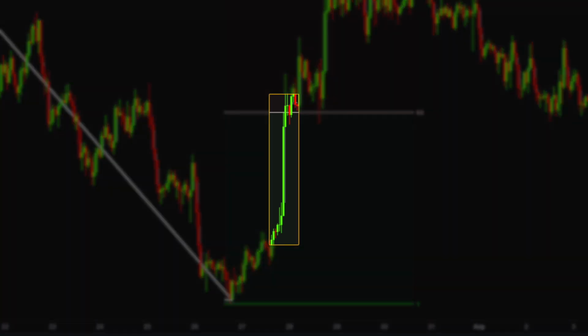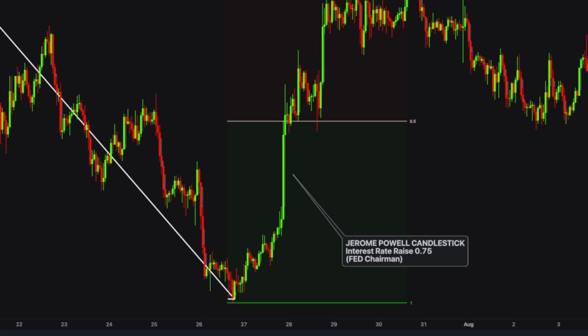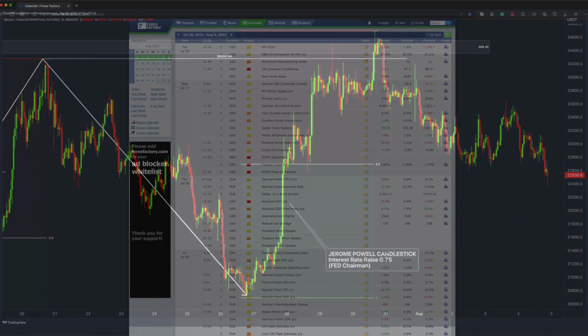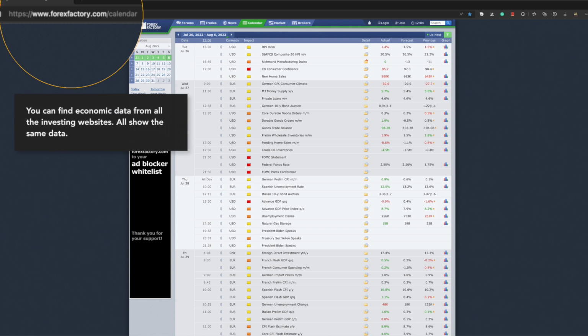The first thing that you should understand is this candlestick. This is an extraordinary candlestick that everybody should know. This is the Jerome Powell candlestick, or you can call it the Fed candlestick, which decides the United States interest rates. First things first, are you checking your economic calendar before trading? Probably not. Let's understand the economic calendar quickly.